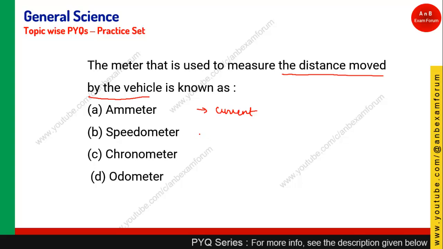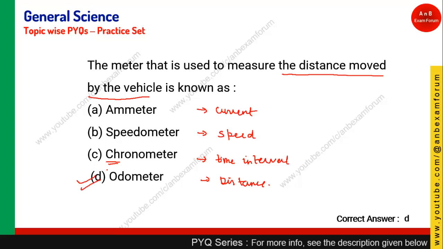Next one is speedometer. As the word itself says, it is going to measure the speed of the vehicle. Next is chronometer. Chrono, you should relate with chronology, which is something related to time. So it is going to measure the time interval accurately. The next one is the odometer. Yes, it is going to measure the distance moved by the vehicle. So option D is the right answer.